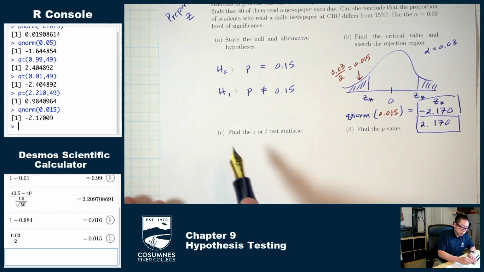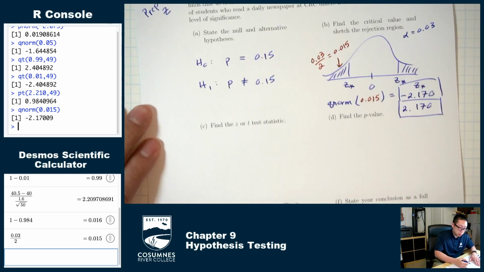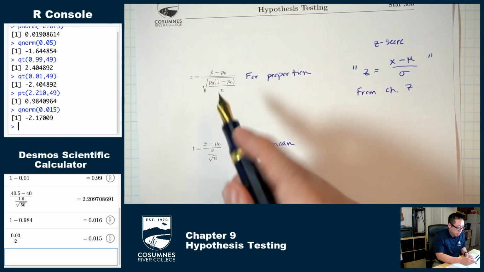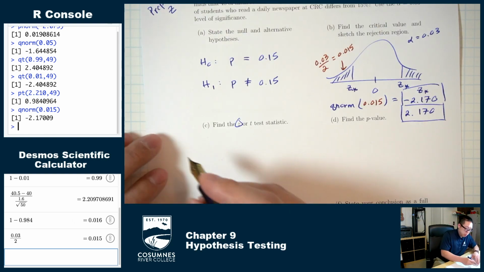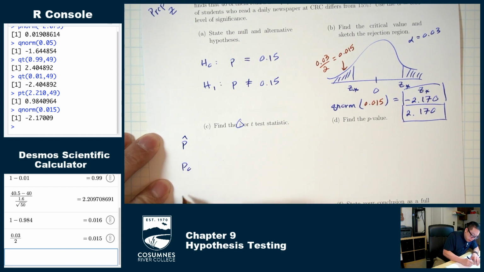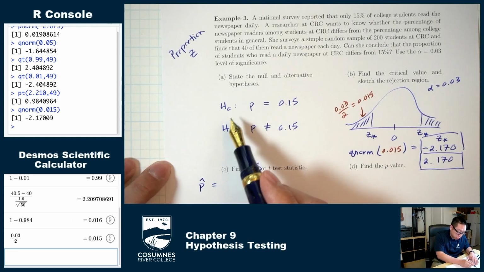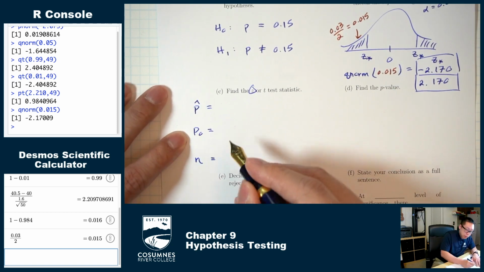Part C, find the z or t test statistic. We're talking about proportions here, so I'm going to be using z's. My z formula from the front page has a p hat, a p0, and an n. So I need to find a p hat, a p0, and an n. Let's start with p0. P0 refers to H0. The proportion in your H0 is 0.15. That's our p0.